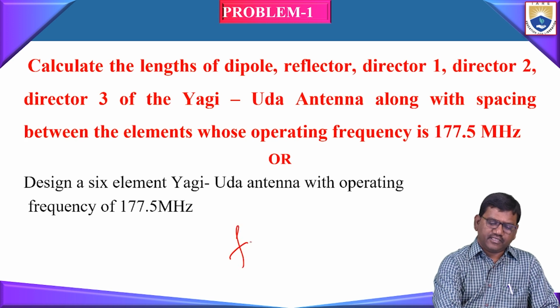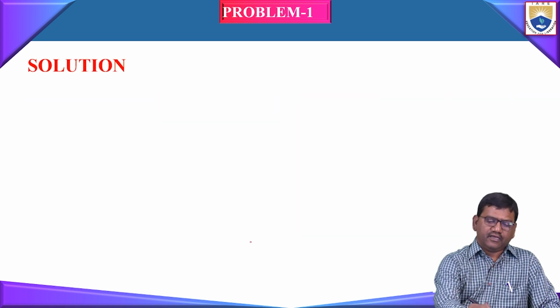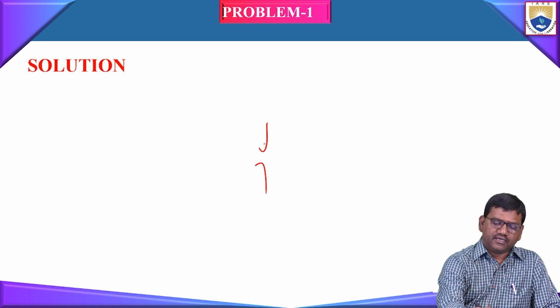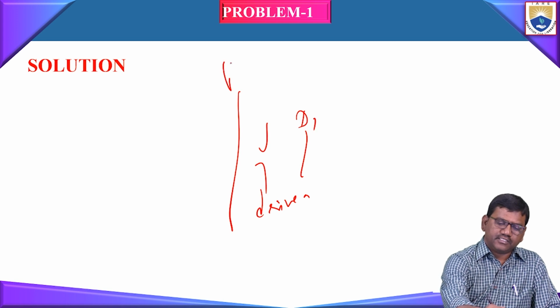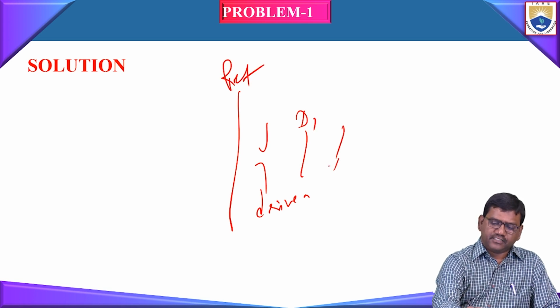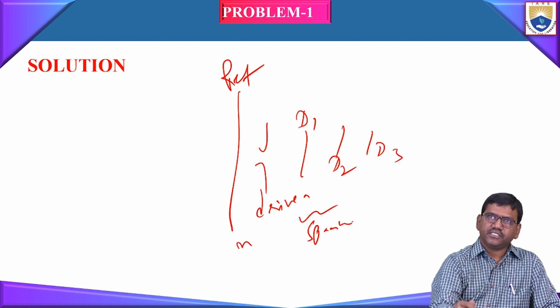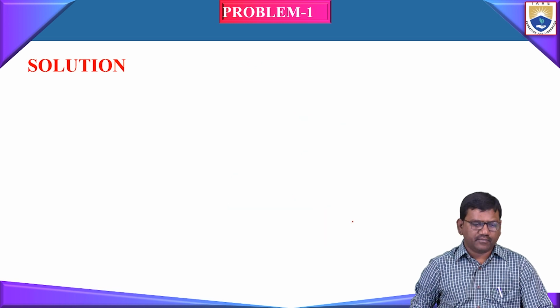The frequency is given here. So here we know that this is the driven element, and this is the dipole, and this is the director 1. This is the reflector, and this is D2, and this is D3. We need to find out the spacing here between these elements.